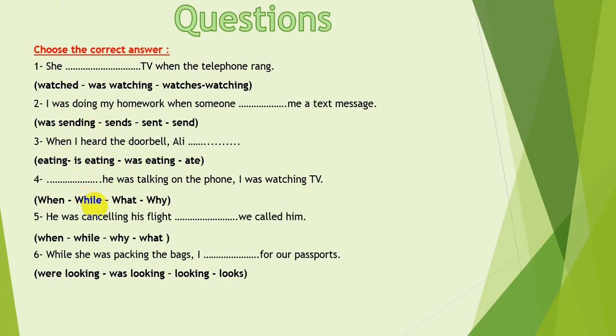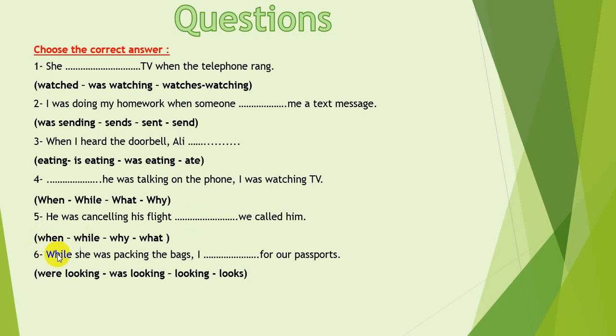Come on, number 5. He was canceling his flight. It's in the past continuous, okay? Space, we called him. And that's a past simple. What comes here? What's before the past simple? When or while? Yeah, good job. When. He was canceling his flight when we called him. Good job, primary 5. Now, the last one in choose.